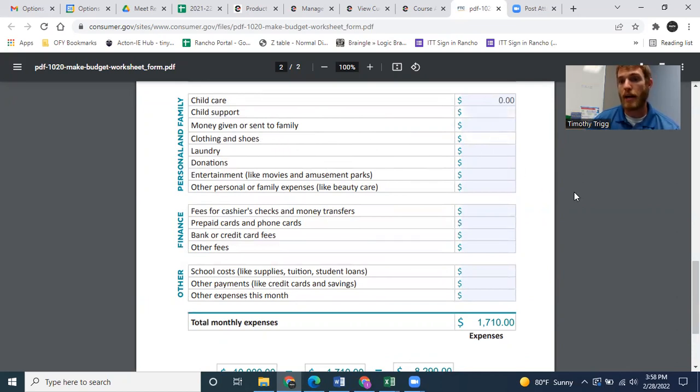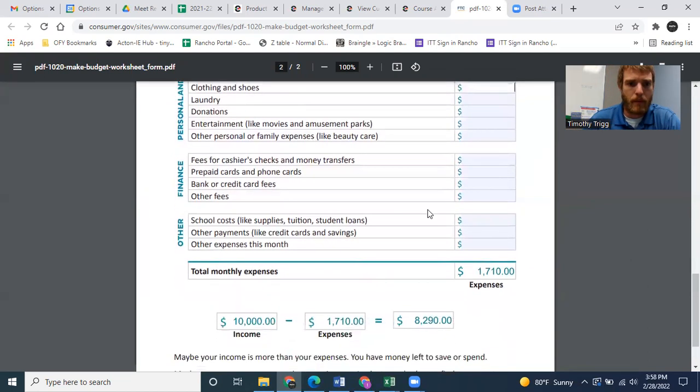Clothing and shoes. If you buy shoes every week, that's going to be a large expense. But if you're like me and you pretty much never buy clothes, then that's going to be very low. And that's great. Okay. Other things like school costs. For a lot of you guys, if you go to college, school's going to be expensive. Sorry. But it depends on what school you go to, how big your loan is.